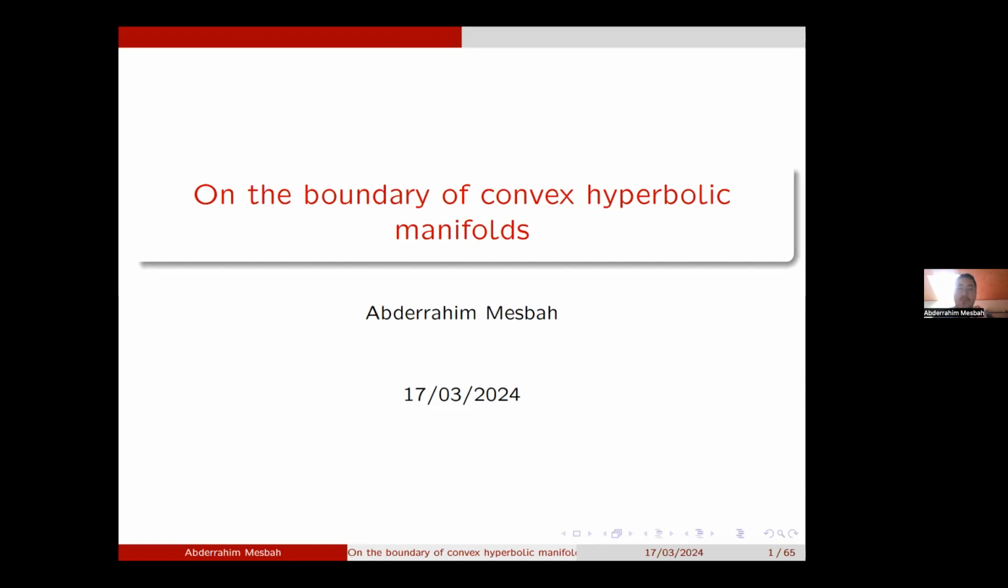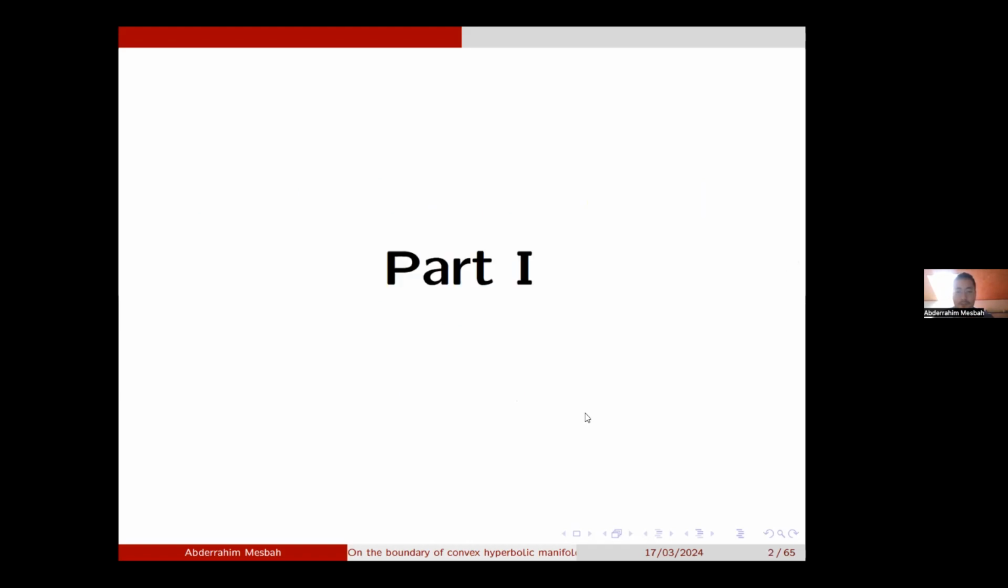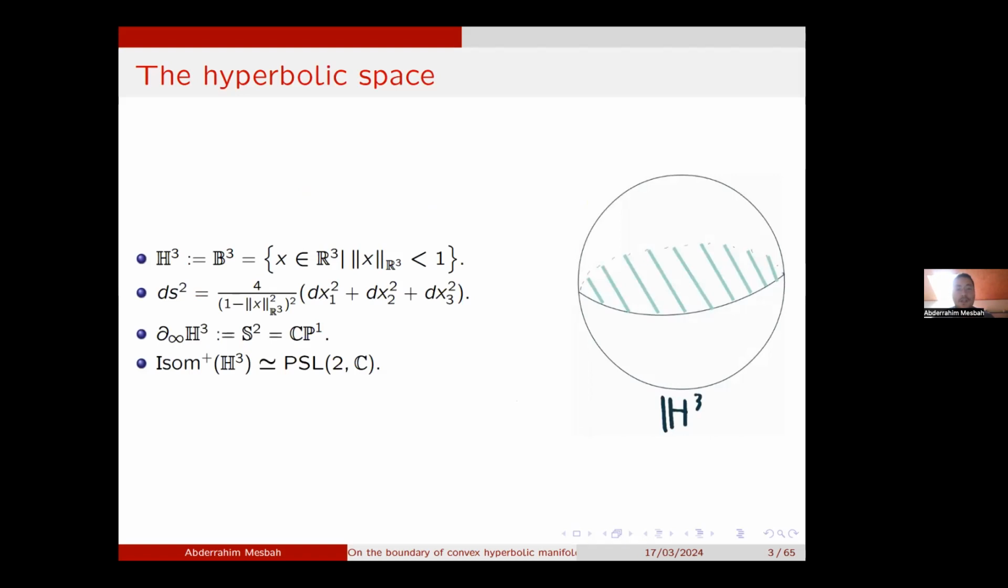So the topic that I will talk about today is three-dimensional hyperbolic manifolds. We will focus on that. In this talk, we will focus more on the interaction between hyperbolic manifolds, convex hyperbolic manifolds, and more precisely convex cocompact hyperbolic manifolds that I will define later, and their boundary. And so first, let's start by introducing the hyperbolic space.